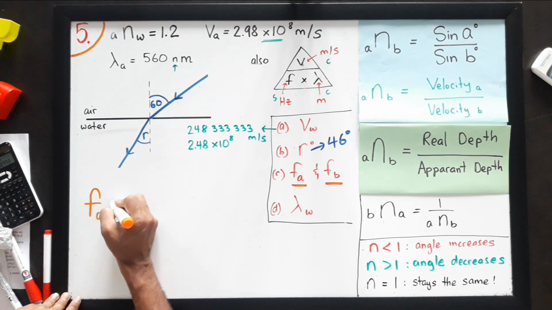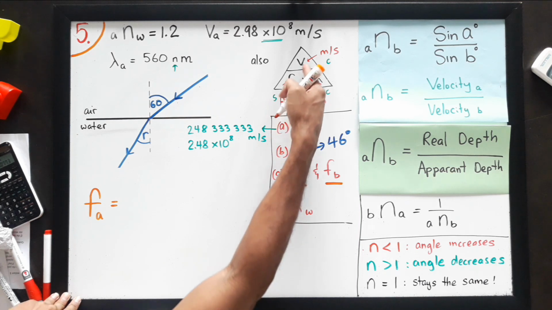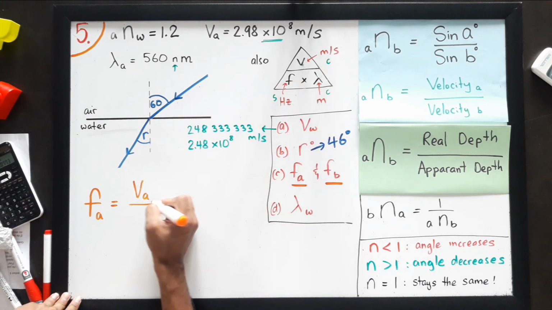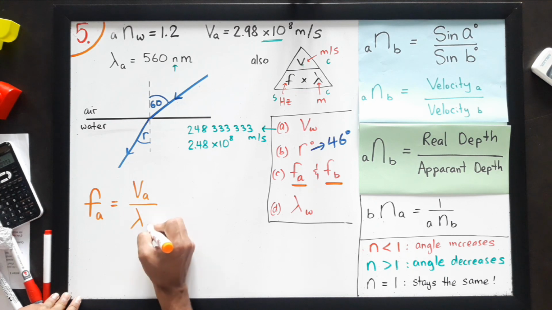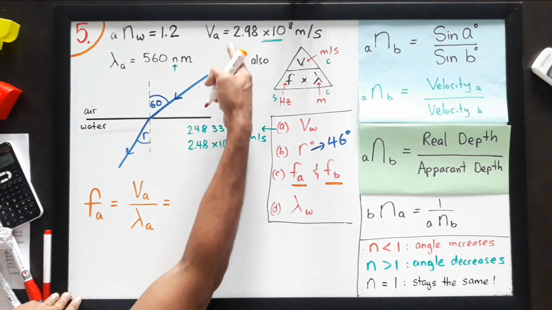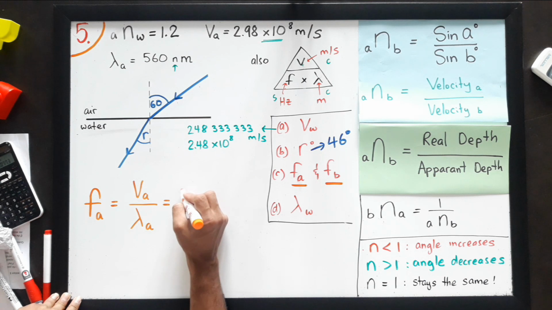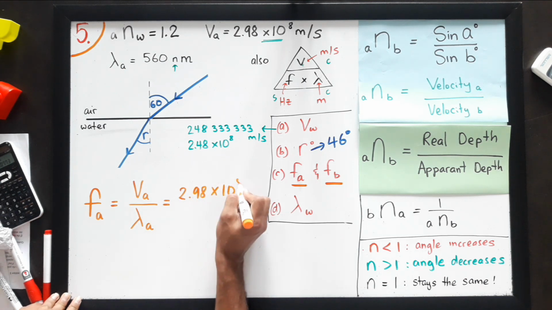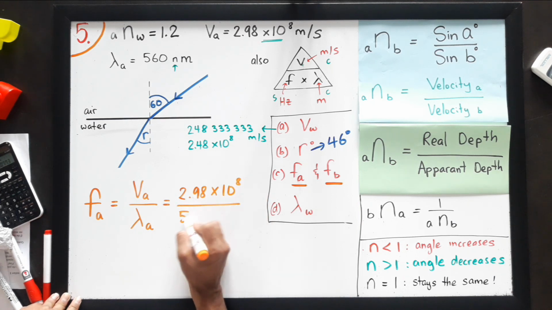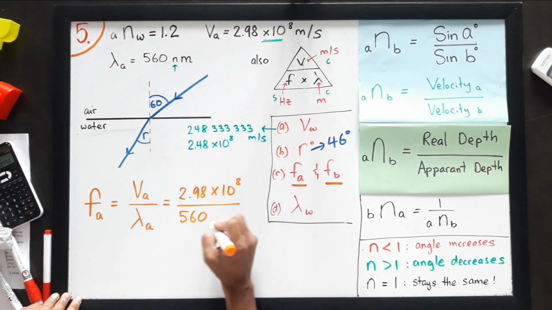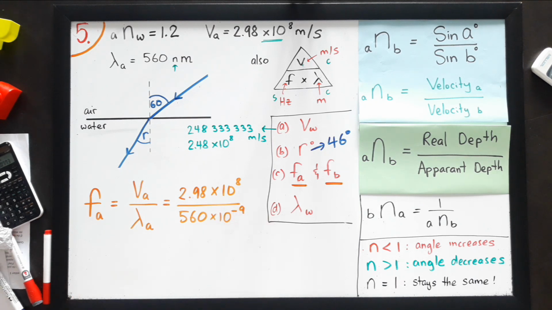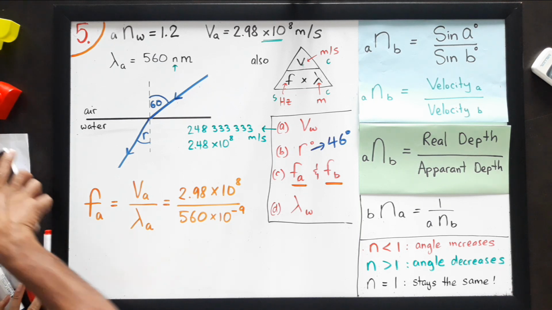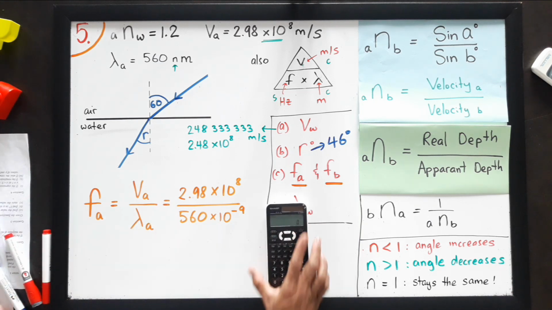Let's do it for the air. The frequency in the air is the velocity in the air divided by the wavelength in the air. And we have those values. So we have 2.98 multiplied by 10 to the power 8 divided by 560, and the little n is nano, which means multiply by 10 to the power minus 9. Hope we didn't fall for any tricks there. So let's work this out. I think we're going to get a really big number here.